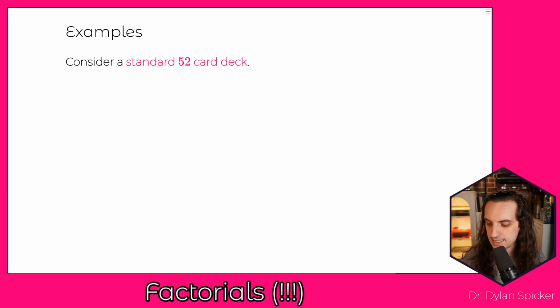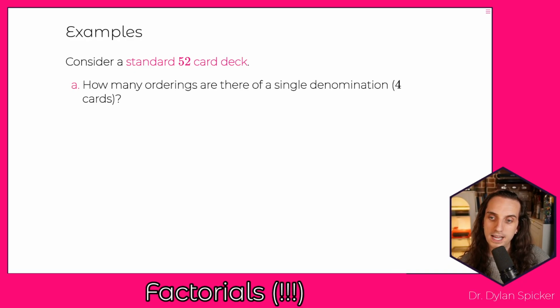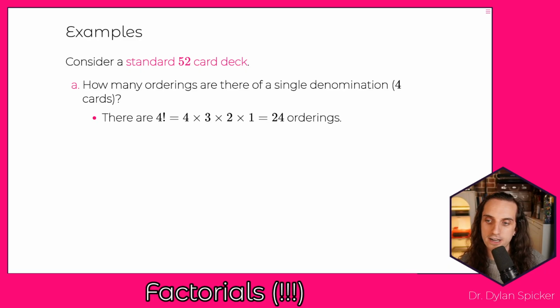So let's think about some examples that use the factorial in this way. We're going to consider a standard deck of 52 cards, and we're going to ask how many orderings there are of a single denomination. So we have aces or kings or whatever. If we just pull out the 4 aces, how many ways are there of ordering these? We have 4 objects, we want to order them. The answer is going to be 4 factorial. So that's 4 times 3 times 2 times 1, or 24 different orderings.